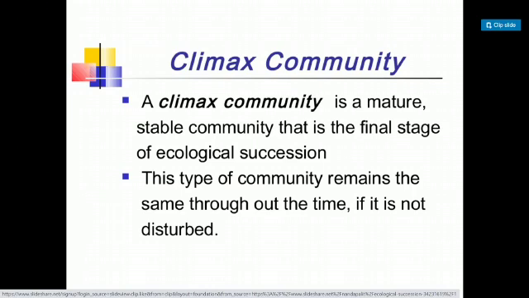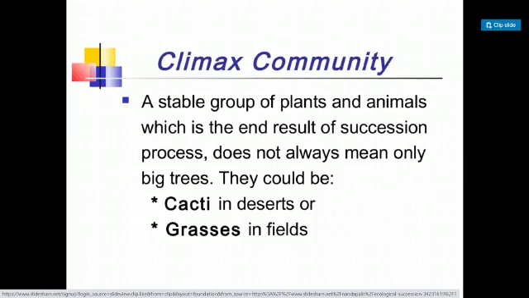This type of community remains the same throughout time if it is not disturbed. A stable group of plants and animals, which is the end result of the succession process, does not always mean only big trees. As you have seen in the previous figures, the climax community was represented by large trees, but it is not always necessary that these are big trees. They could be cacti in the deserts, or grasses in the fields.